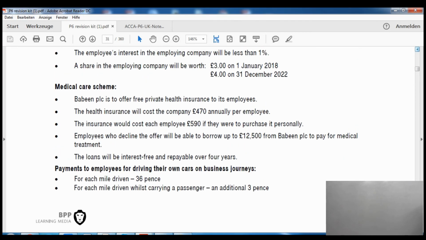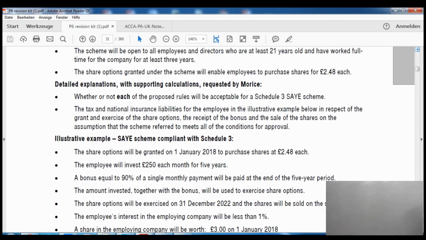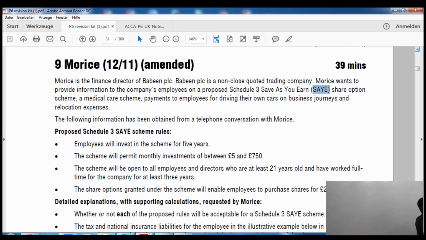So what does it say? It says that Morris is FD of B Limited, BPLC. BPLC is a non-closed quoted trading company. Morris wants to provide information to the company's employees on a proposed Schedule 3 Save As You Earn scheme, a medical share scheme, a medical cash scheme, payment to employees for driving their own car on business journeys, and relocation payments. The following information has been obtained from a telephone conversation with Morris. Proposed Schedule 3 SAE scheme rules. Now these are the rules which are proposed by the company.